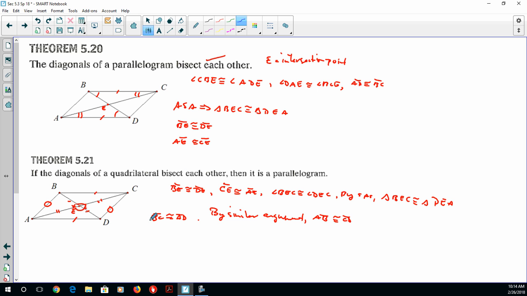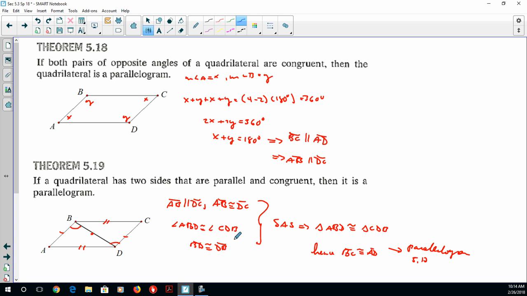So if opposite sides are congruent, we have a parallelogram, 517.